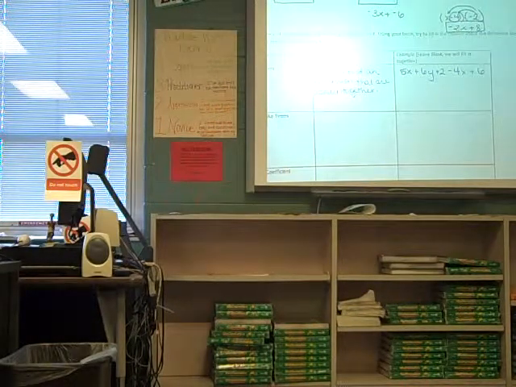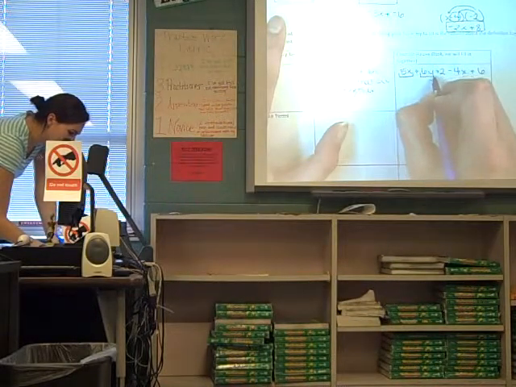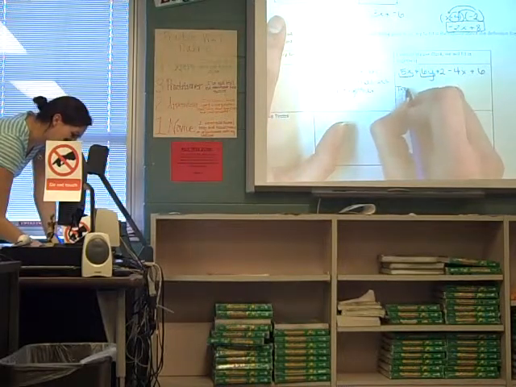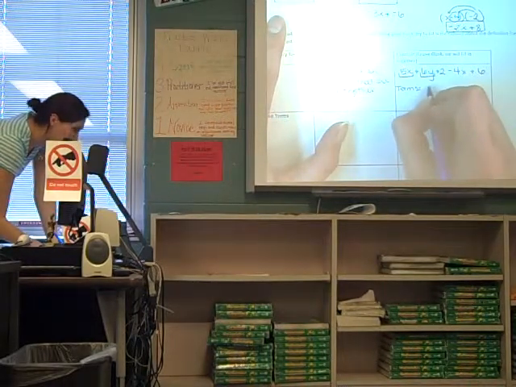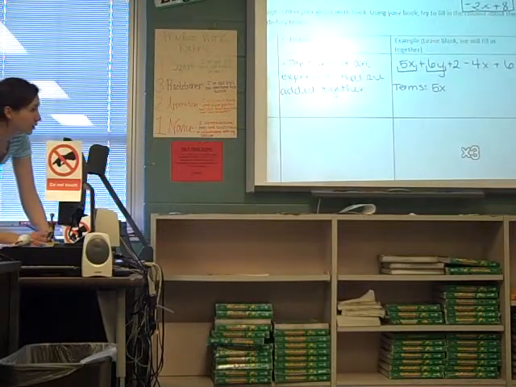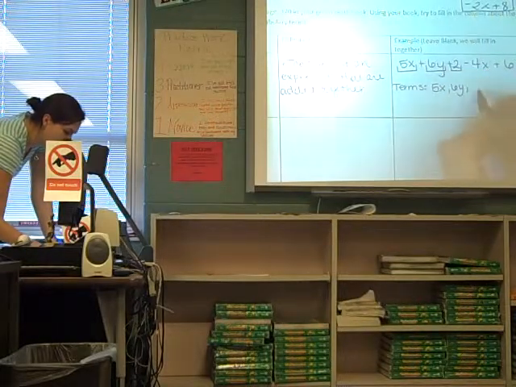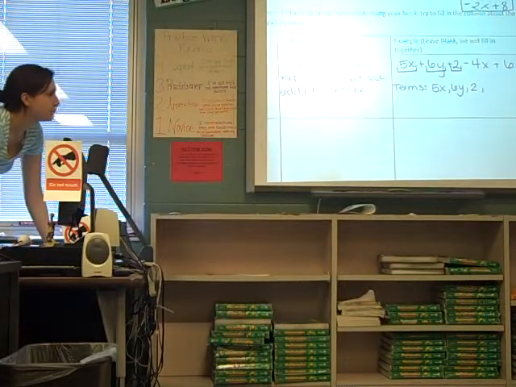So what do we do with that? How do we determine terms? Well, let's start out from the top here. This 5x is being added to 6y. So one term is going to be 5x. The other term is 6y. Then I'm adding this 2. So 2 is another term.